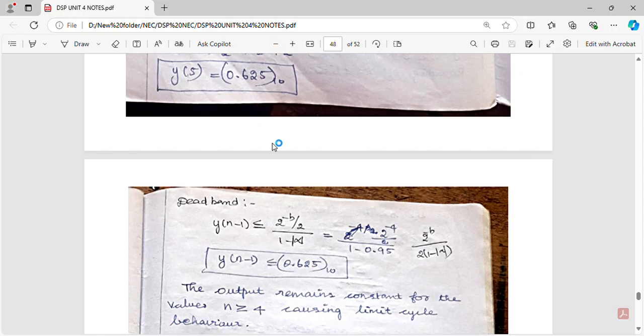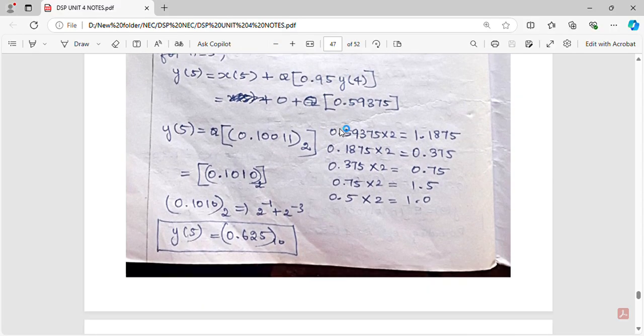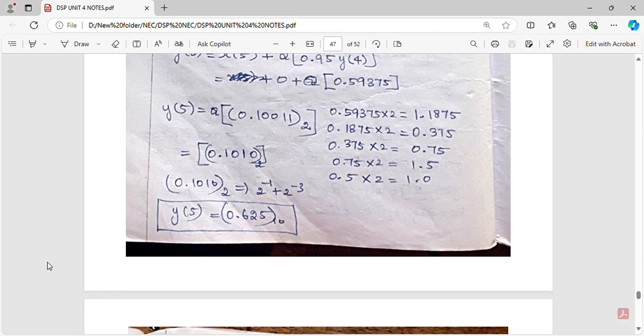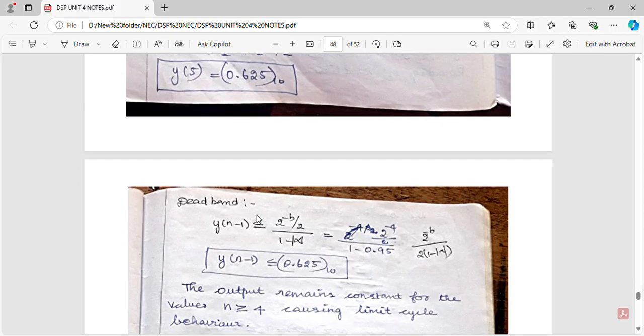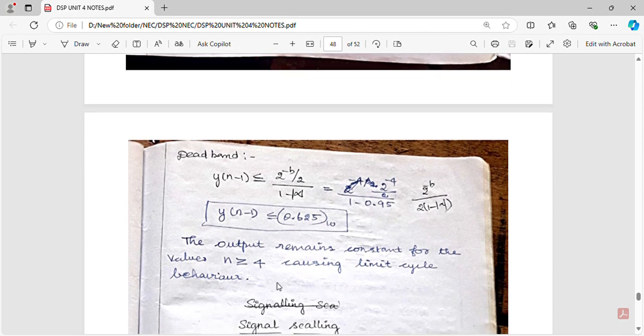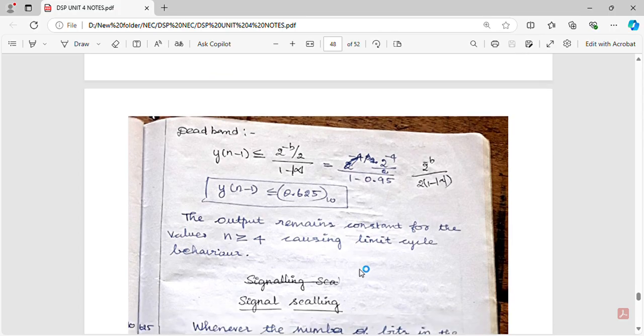So these two values are equal. By doing the calculation we have obtained the same result, that is y of 5 and y of 4 are the same, 0.625 in decimal. By substituting in this formula also we are getting the same result. So the output remains constant for values n greater than or equal to 4, that causes the limit cycle behavior. So இந்த இது வரைக்கும் நமக்கு ஆசிலேட் ஆகிட்டே இருக்குது, இதுக்கப்புறம் நமக்கு என்ன ஆகுது அப்படின்னா கான்ஸ்டண்ட்டாக இருக்குது. ஸோ அப்போ அந்த டைமில் நமக்கு லிமிட் சைக்கிள் ஆசிலேஷன்ஸ் பிஹேவியர் வராது.